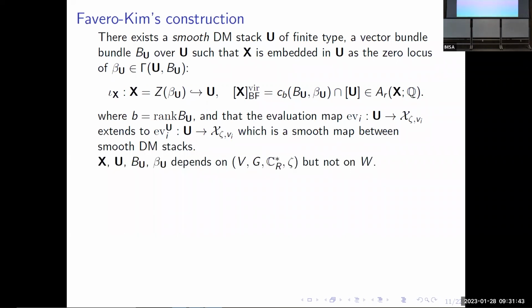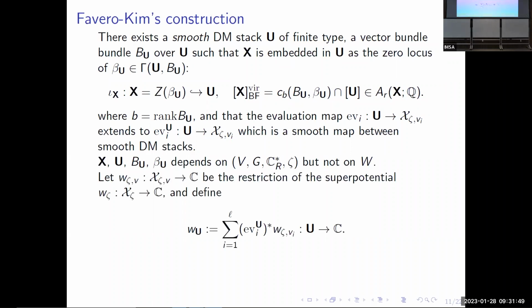And so far, all this construction still does not depend on W. Now the superpotential W restricts to each connected component of the inertia stack, which is a closed substack of our GIT quotient stack. So define W to be the pullback. Then this superpotential on this U restricts to 0 on X, our original moduli space, and this is enlarged to some U which is smooth.